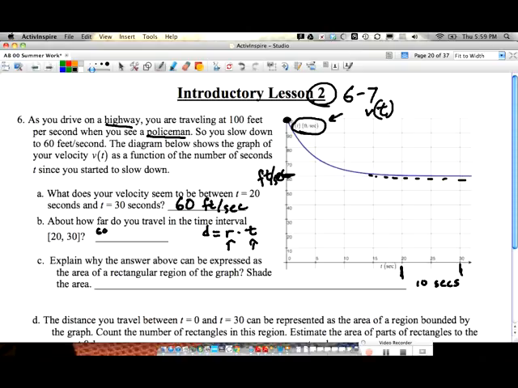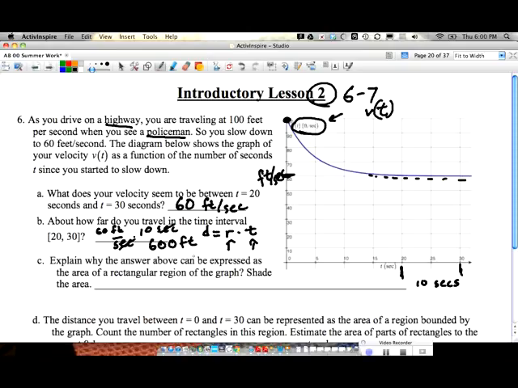So if we did 60 feet per second times 10 seconds, well, our seconds are going to reduce, and we just go 600 feet. 60 times 10 is 600 feet.